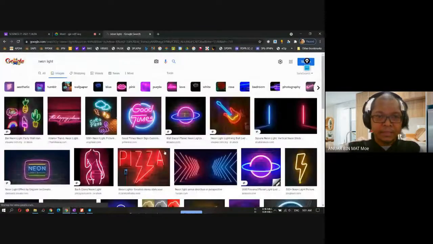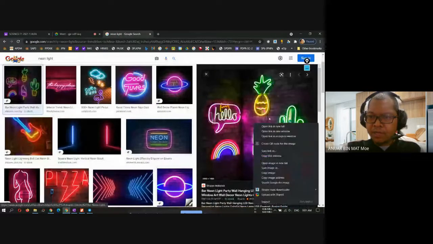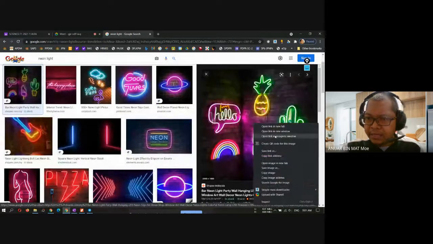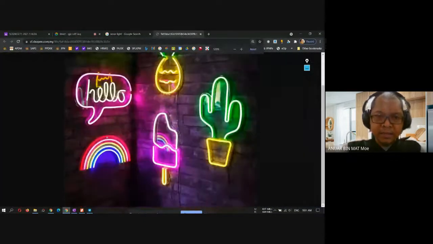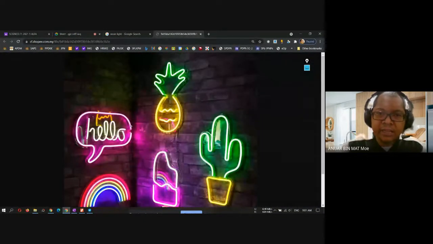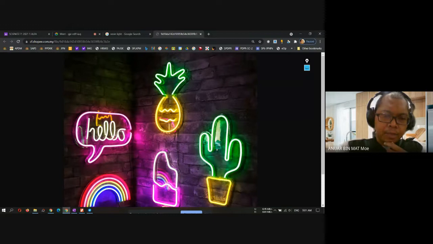Okay, this is an example of neon light. Inside the tube here consists of inert gas. Different types of inert gas will give out different colors. For example, the green color here may use a different type of inert gas.